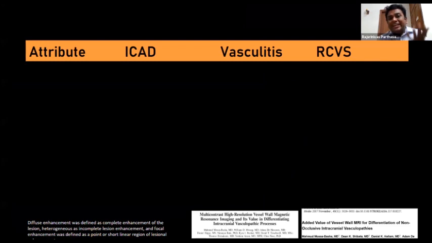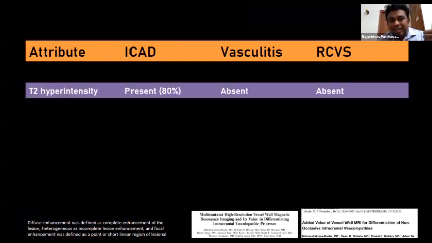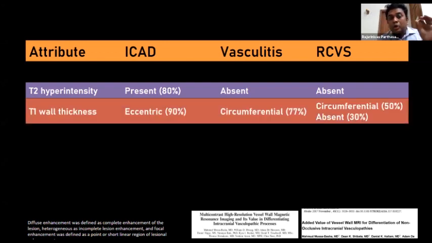So what are the main differentiating factors? We always have confusion despite it looks so black and white in whatever I have presented. First, look for T2 hyperintensity. If it is present, that means it is the fibrous cap, which looks hyperintense on the T2, and that points to intracranial atherosclerotic disease. It is definitely absent in vasculitis and RCVS. Look for wall thickness. In ICAD, it's an eccentric wall thickening. With vasculitis, it is circumferential in the majority. Up to 3/4 of the cases would be circumferential, but in 1/4, it can be eccentric. That is where the T2 hyperintensity comes into play.